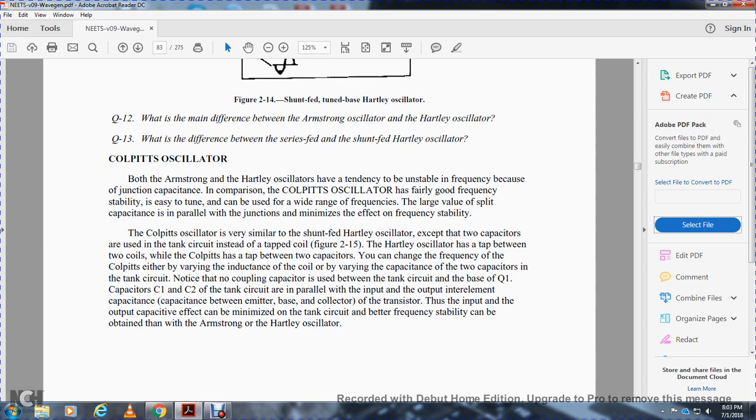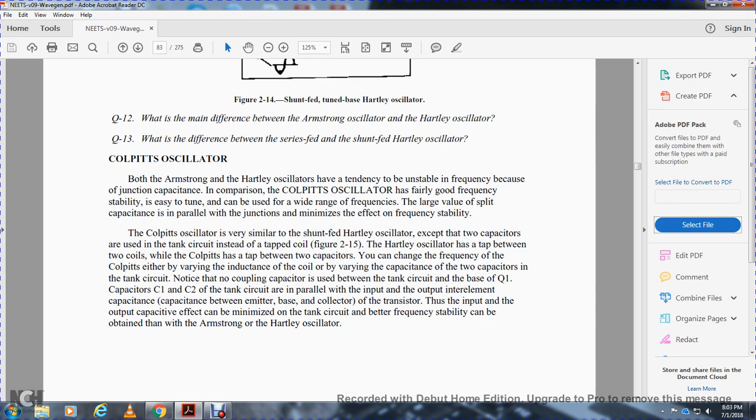The Colpitts oscillator is very similar to the shunt-fed Hartley oscillator, except that two capacitors are used in the tank circuit instead of the tapped coil. The Hartley oscillator has a tap between the two coils. The Colpitts has a tap between the two capacitors. To change the frequency of the Colpitts, either vary the inductance of the coil or vary the capacity of the two capacitors in the tank circuit.